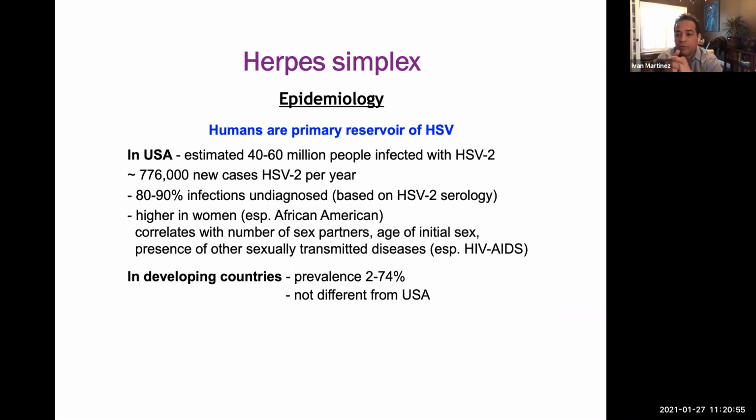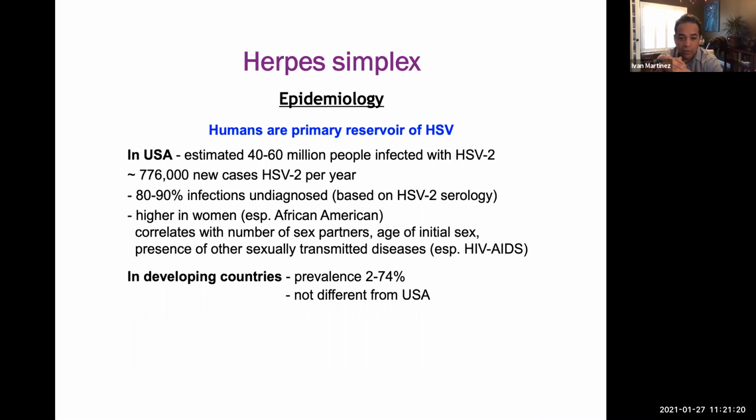Humans are the primary reservoir of HSV, so technically, in the future, if we develop a vaccine against HSV, we could eradicate it, but unfortunately, we don't have it yet. In the U.S., there's an estimated 40 to 60 million people infected with HSV2, and around 700,000 new cases of HSV2 per year. 80 to 90 percent of infections are, of course, undiagnosed.